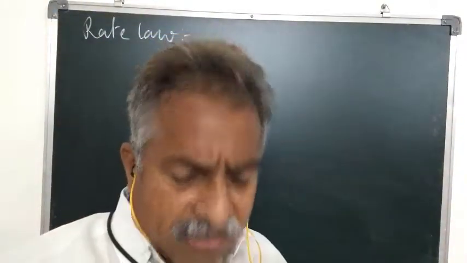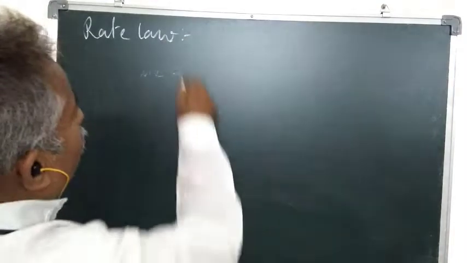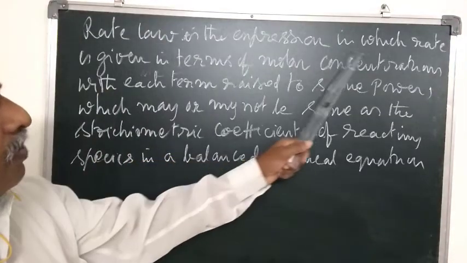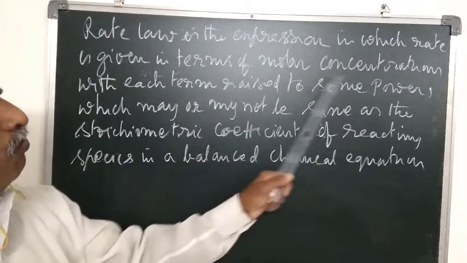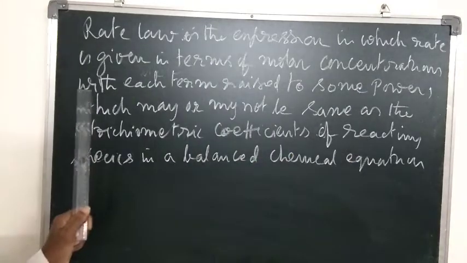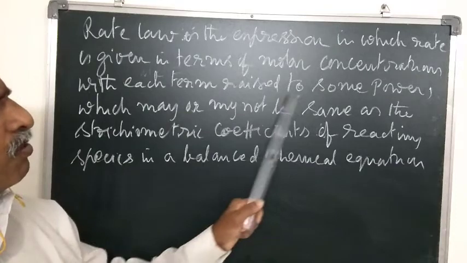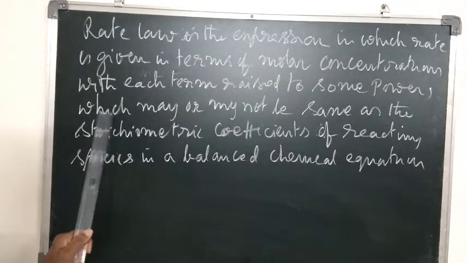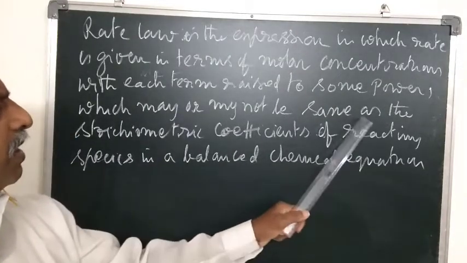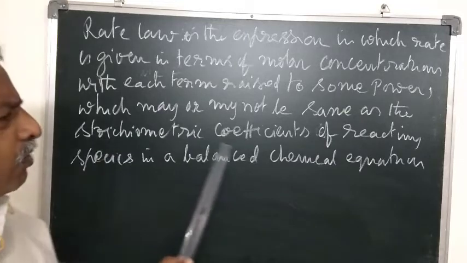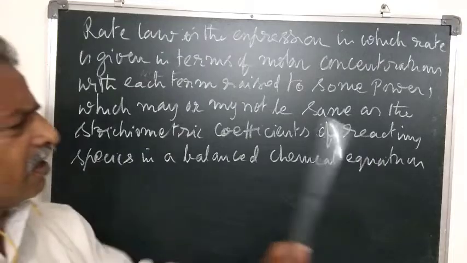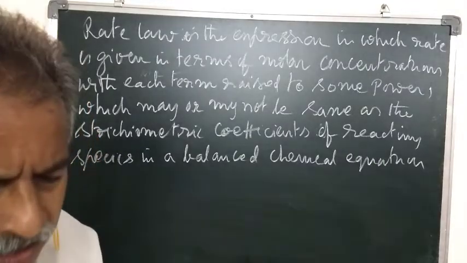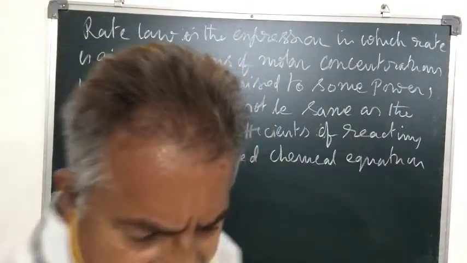Now let us define the rate law. Rate law is the expression in which rate is given in terms of molar concentrations with each term raised to some power, which may or may not be the same as the stoichiometric coefficients of reacting species in a balanced chemical equation. Now let us see an example.